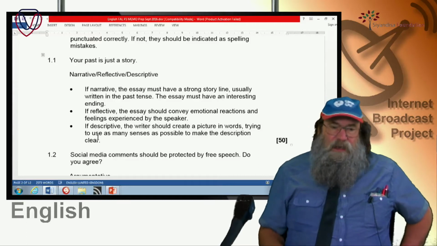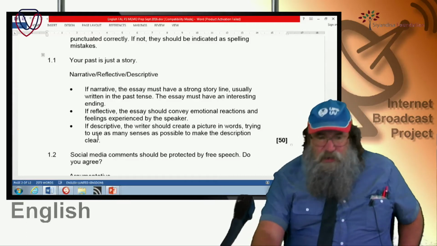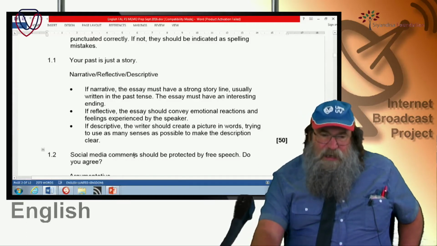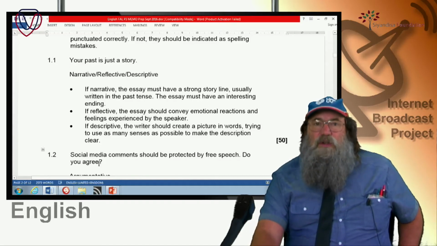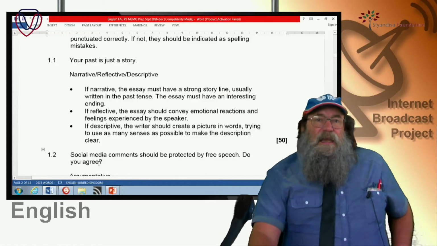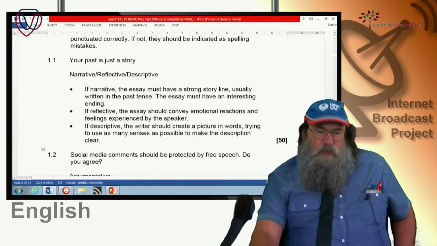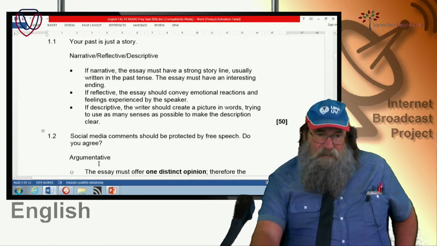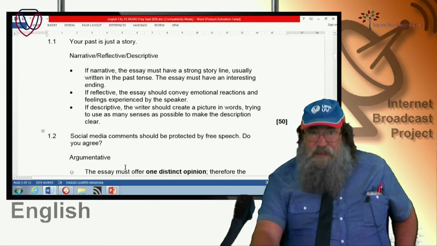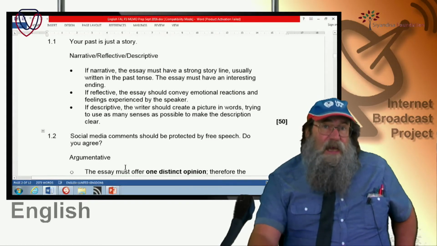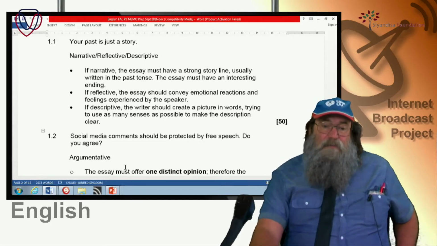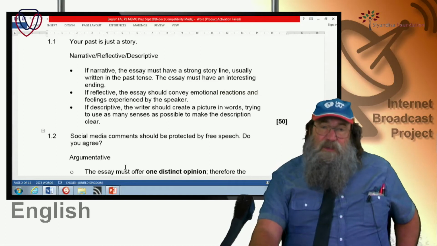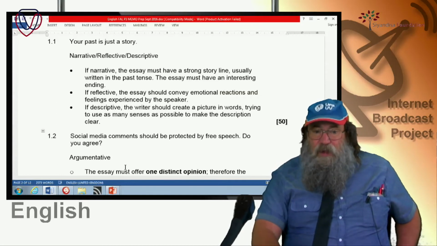Good. Now, number two, or 1.2, I should say. Social media comments should be protected by free speech. Do you agree? Now, according to this answer, argumentative. It's supposed to be an argumentative essay. And that is certainly the most logical of the topics to present here.